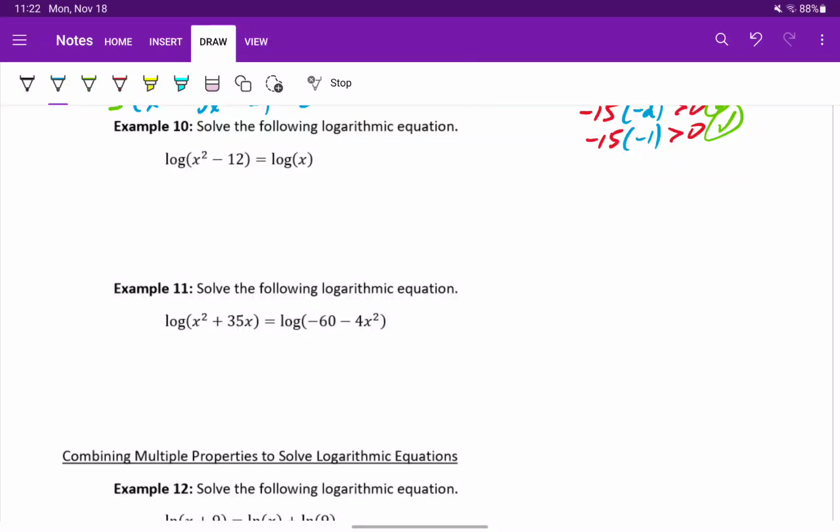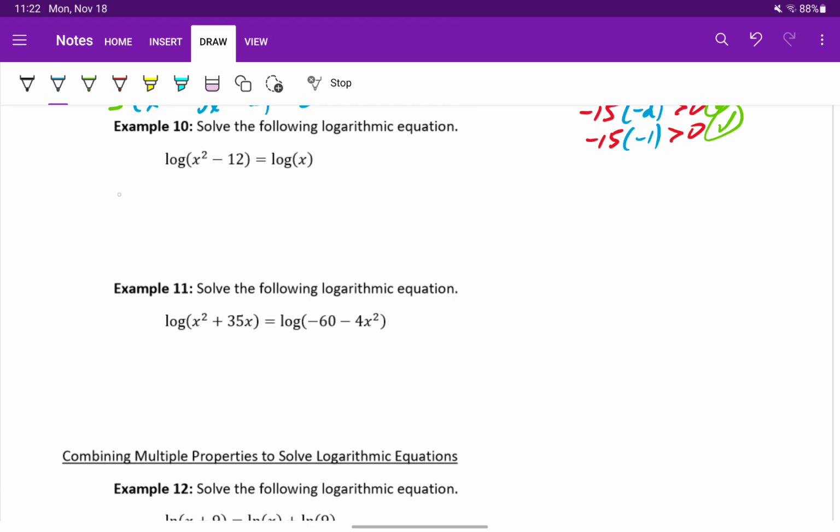In each of the previous examples that we've solved, our solutions ended up being valid solutions. We didn't have any values that were outside the domain for those logarithmic statements. That's going to change in examples 10 and 11, and we'll see cases of where we have these extraneous solutions, or solutions that don't actually fit the domain of the original expressions.